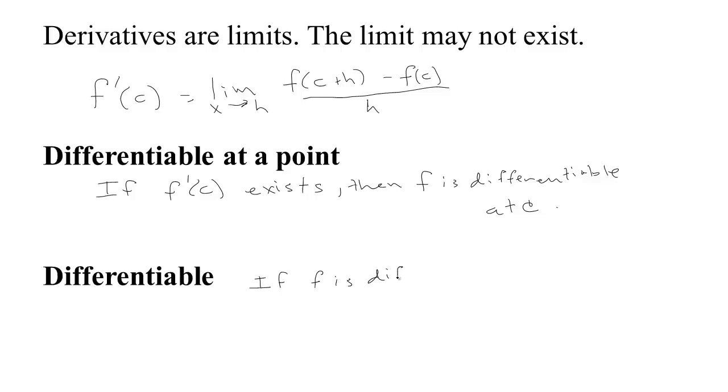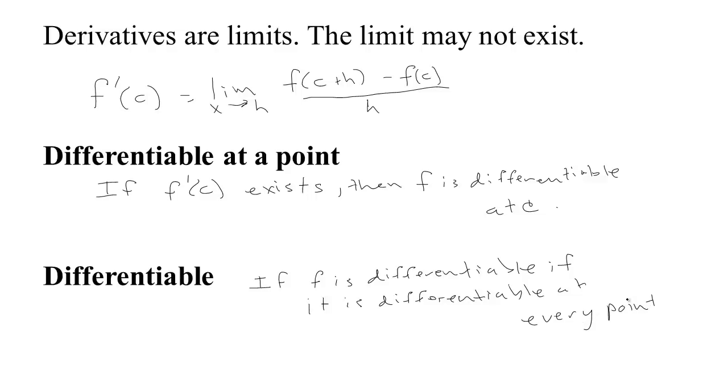So f is differentiable if it is differentiable at every point. The derivative is a limit. That limit might exist at some points and might not exist at other values of c. This limit may not work out. But if it works out at every single point, we say it's differentiable. We can also talk about being differentiable on an interval. That would mean that it's differentiable at every point in a particular interval. Okay, so differentiable at a point then leads to differentiable.